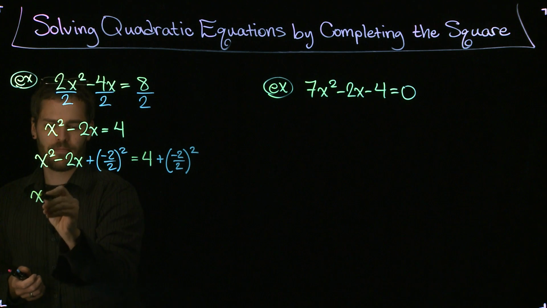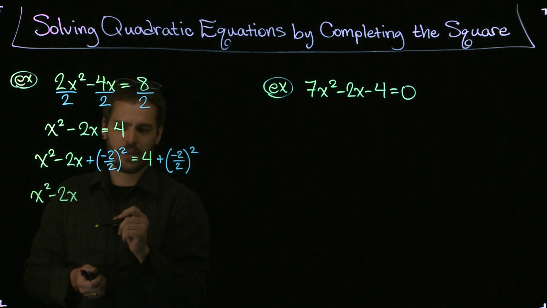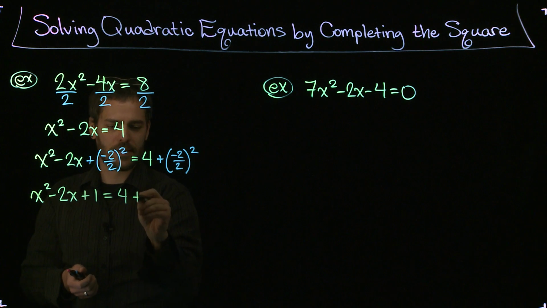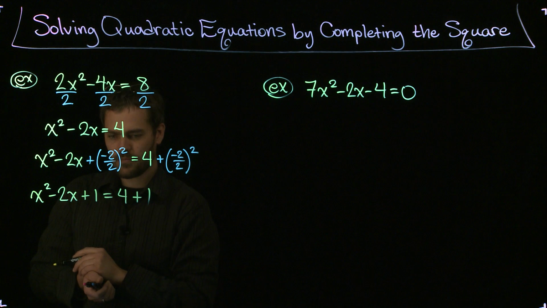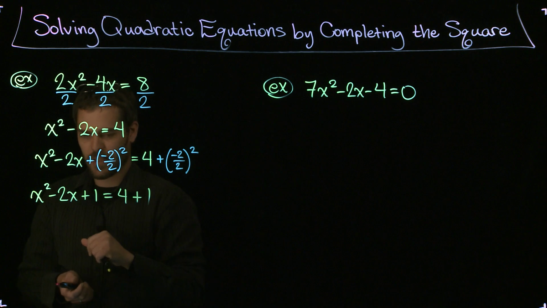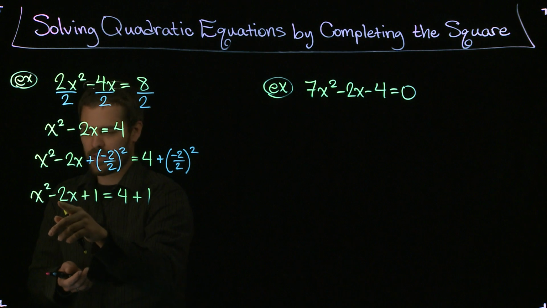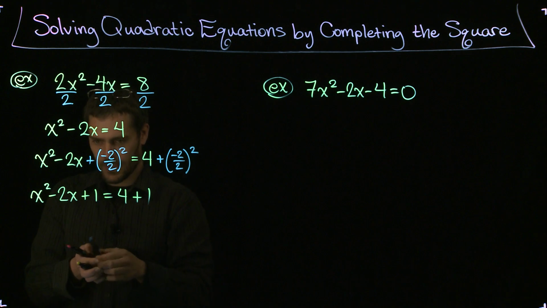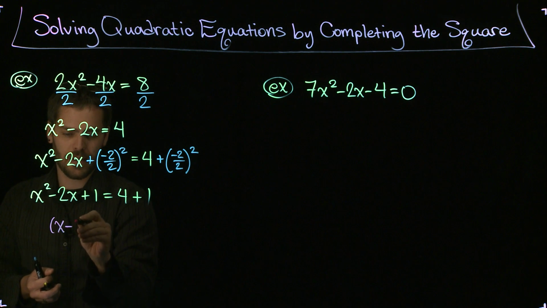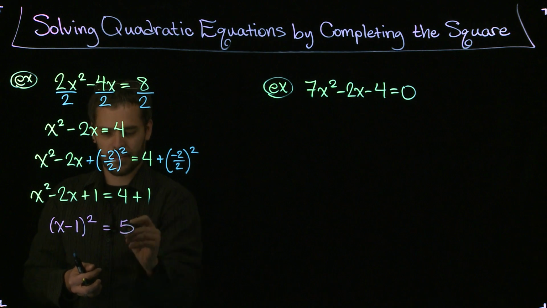So that gives me x squared minus 2x plus, negative 2 divided by 2 is negative 1 squared is positive 1, equals, same thing on the other side, 4 plus 1. Now you can double check to make sure we did it right. What times what is 1 that also adds to negative 2? Negative 1 times negative 1 is 1 and also adds to negative 2. So we know we did it correct to obtain this binomial, x minus 1 quantity squared on the left side. On the right side, 4 plus 1 is 5.